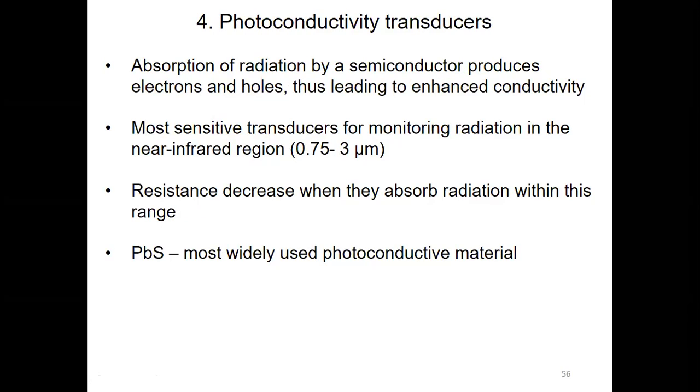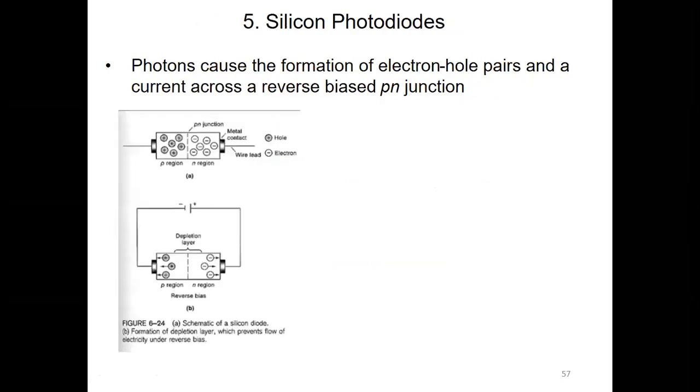Yes, that's the fourth type of transducer. And the fifth one is silicon photodiode. So it has a photodiode with semiconducting material, and this says photons cause the formation of electron hole pairs and a current across the reverse biased PN junction.